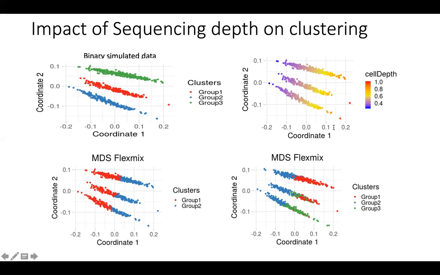The example here shows how it affects FlexMix, which is a standard binary mixture model, as it produces clusters defined almost exclusively by differences in the sequencing depth, as we can see in the bottom for the clustering for 2 clusters and 3 clusters.